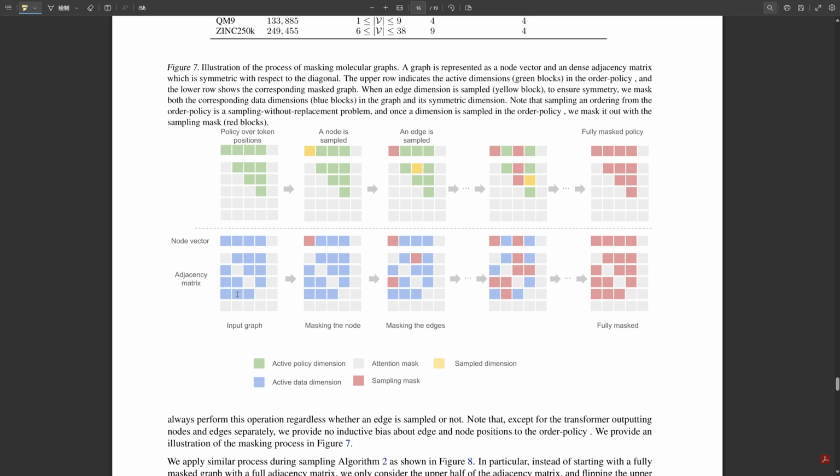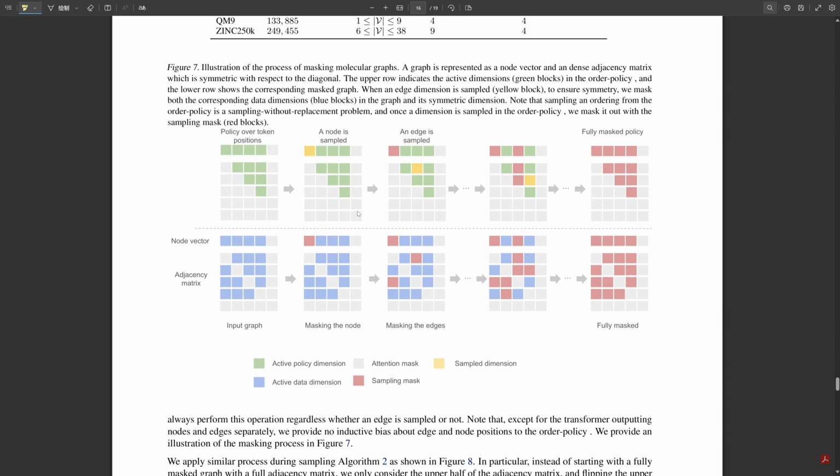Of course, there are always next steps. They mentioned improving validity further, maybe incorporating chemical rules into the order learning. Right, and exploring more efficient representations than dense matrices, applying it to other areas like protein design or maybe even high-resolution image generation. Lots of potential future work.